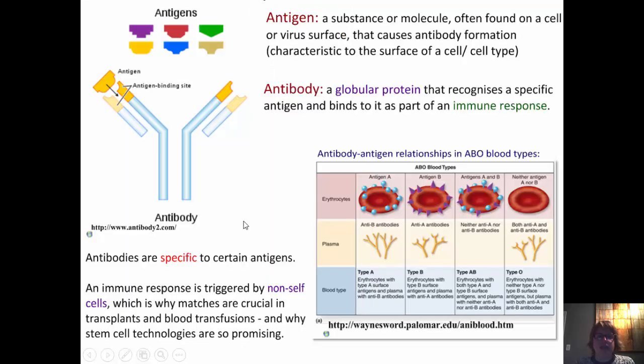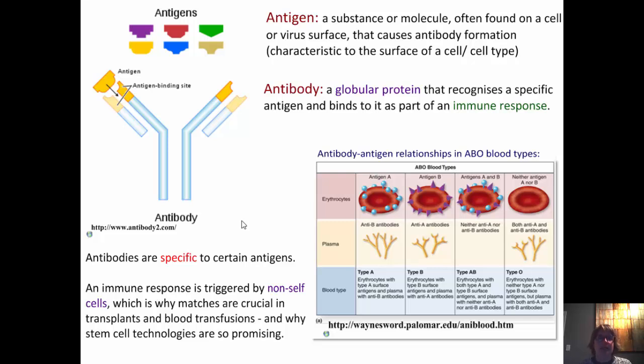So let's talk about these antigens and antibodies and how they work. Antigens, as I've already discussed, are a substance or molecule found on a cell or virus surface that causes antibody formation. It's a protein on the surface, and it is characteristic of the cell type. So different cells are going to have different antigens.